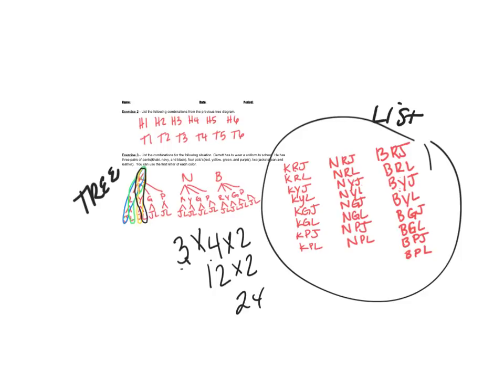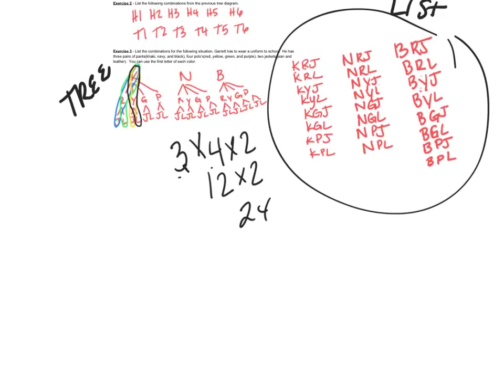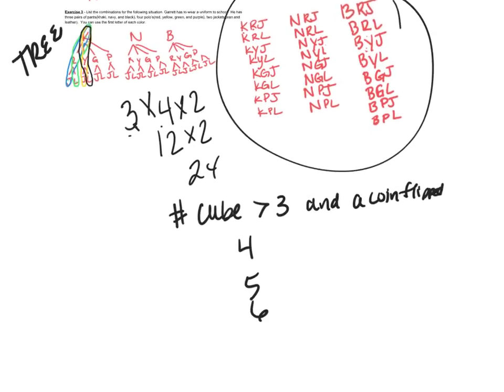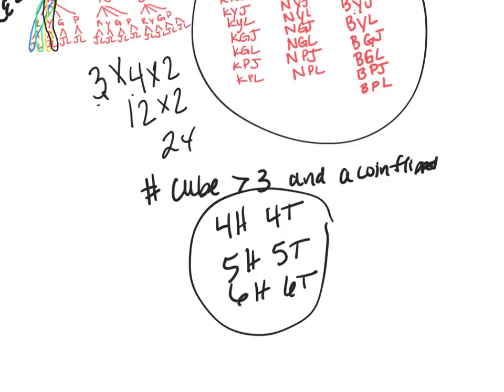Okay, a lot of times, the only thing I want you to see on a question, they would say, okay, list the combinations for a number cube that is greater than 3 and a coin is flipped. Okay? So what are the numbers greater than 3 on the number cube? 4, 5, and 6, right? On the coin. No, the coin. What are your options? Heads and? Tails. So 4 heads, 4 tails. 5 heads, 5 tails. 6 heads, 6 tails.